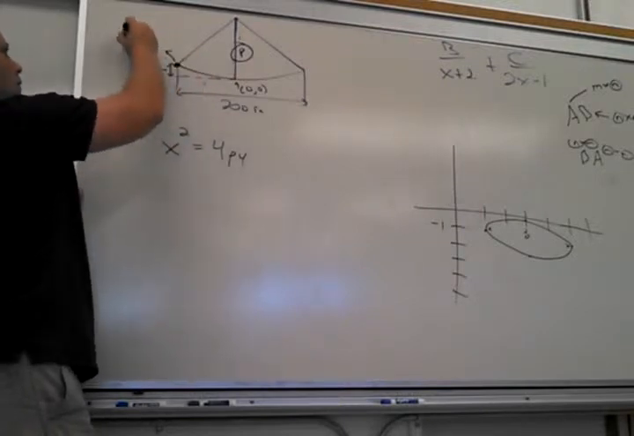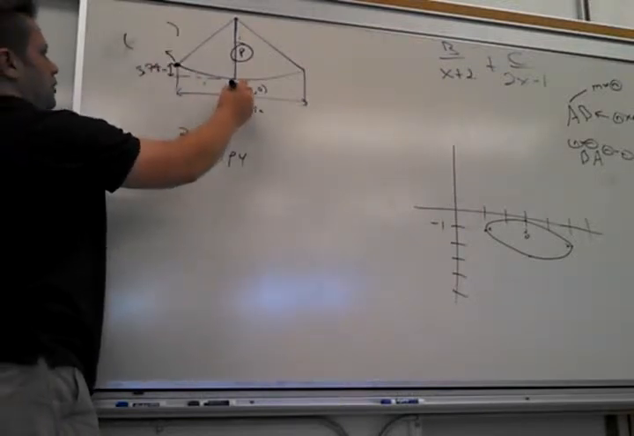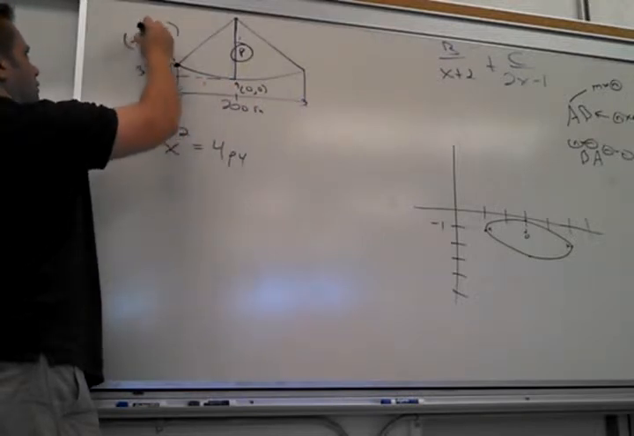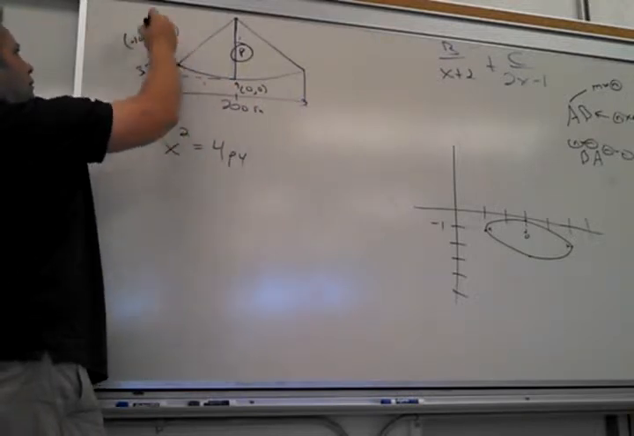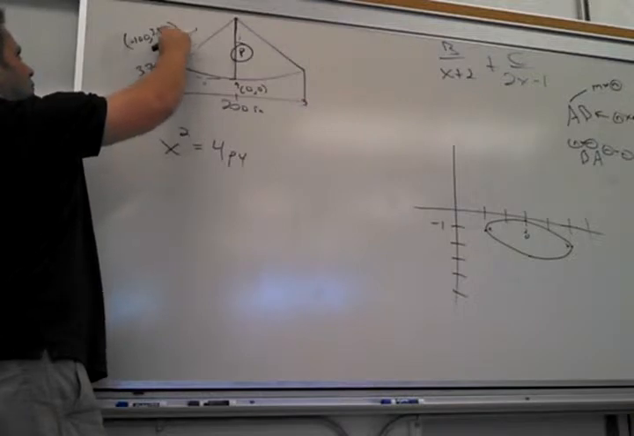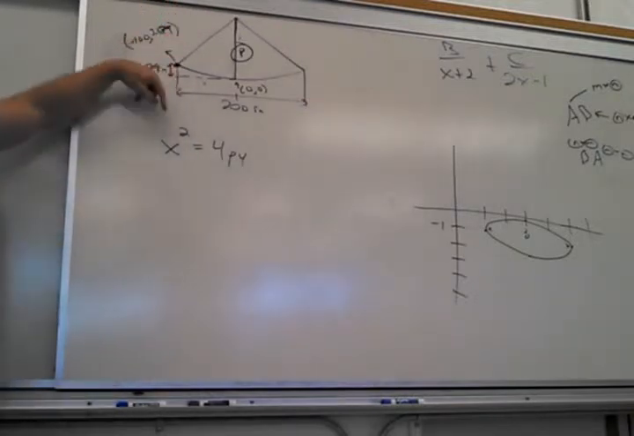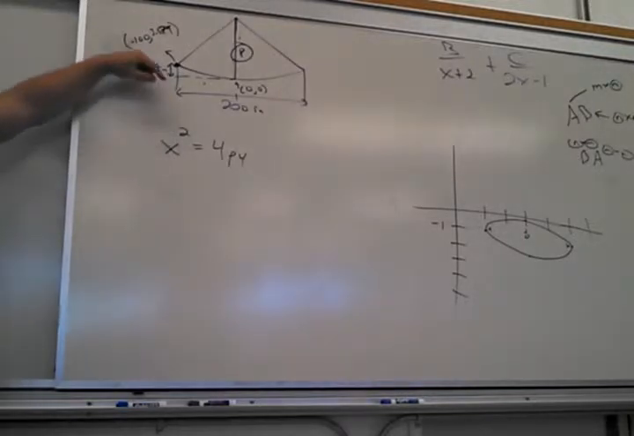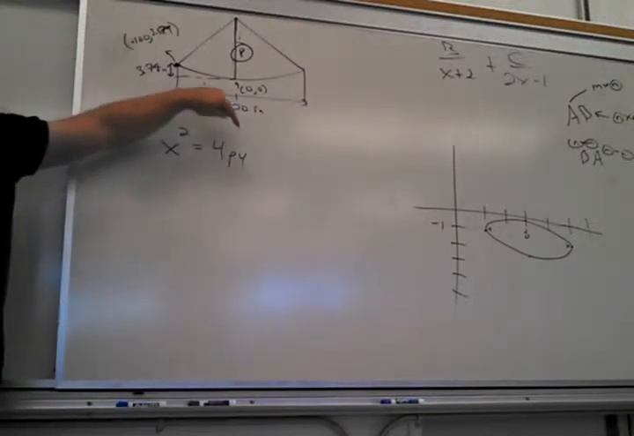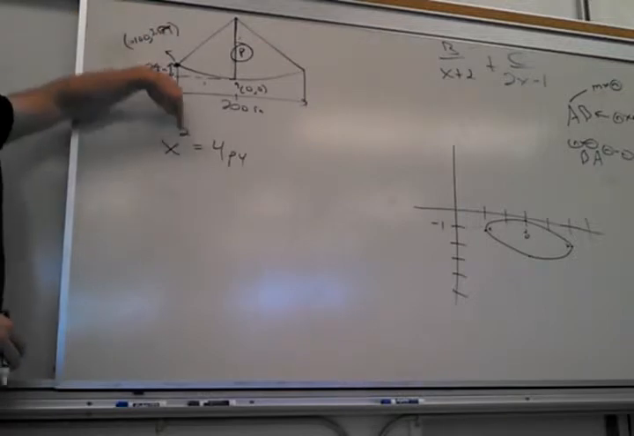So what point is this? Negative 200. No, negative 100. Good. This is 200 all the way across. This will be negative 100, comma 3.79. And on the opposite side, 100, exactly, and it's squared, so that's why it can go either way. So how do you think you solve for P? Plug the point in.